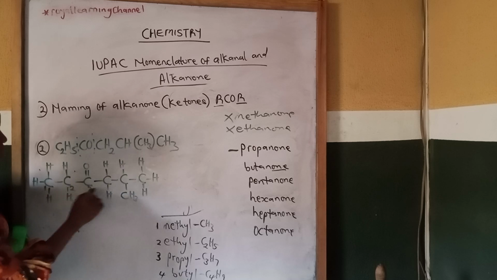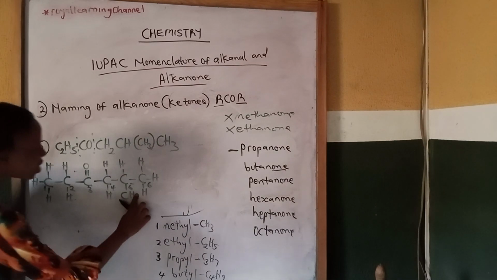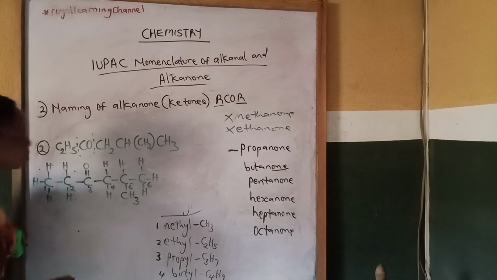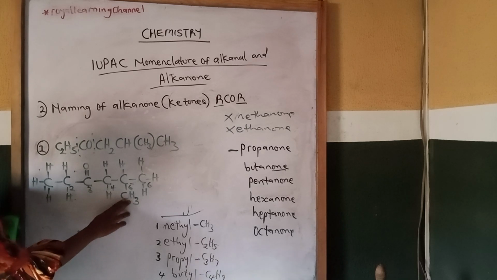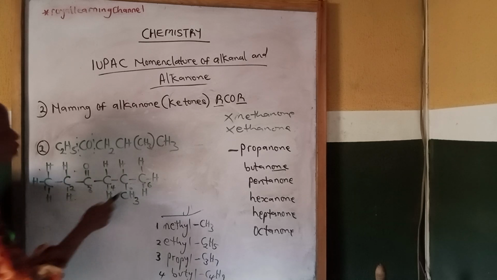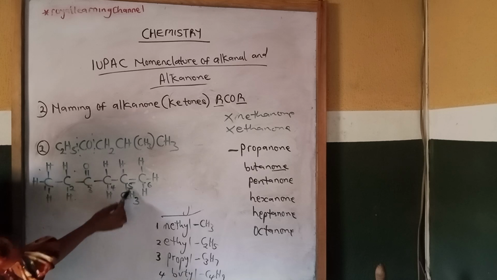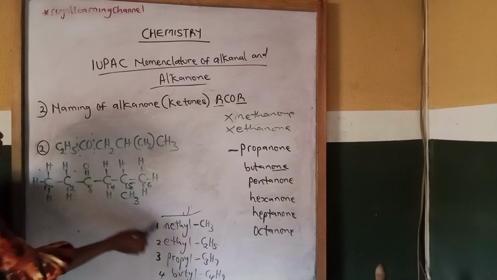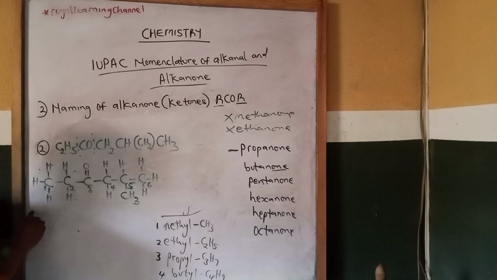1, 2, 3, 4, 5, 6. So this time around, we have a substituent from our structure. So we are going to consider this substituent in naming. We first name our substituent. Name your substituent before your root hydrocarbon. So your substituent is on the 5th carbon atom. Then CH3 is methyl. So methyl is on the number 5 carbon atom. So you call it 5-methyl.